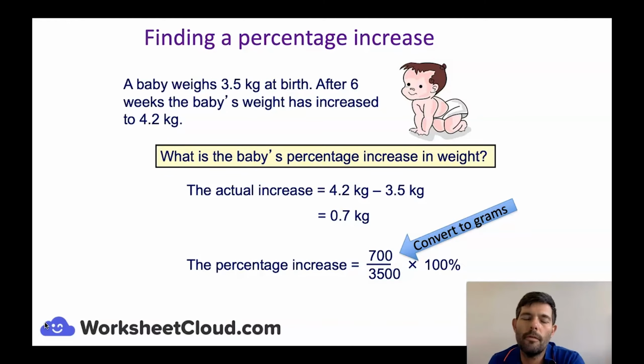We've also converted the original amount, 3.5 kilograms, to grams as well. Now remember, it's 1,000 grams in a kilogram. So 0.7 times 1,000 is 700, and 3.5 times 1,000 is 3,500. We then need to do that calculation and multiply the answer by 100%. Once we've done that, we'll see that the answer is 20%. I just need you to understand the formula: the difference over the original amount times 100%.